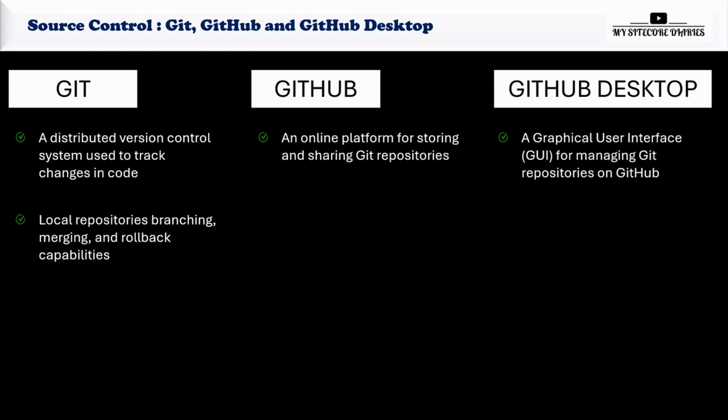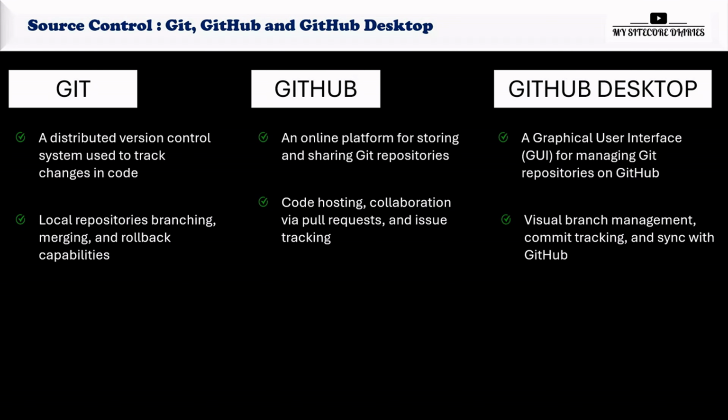Git supports powerful features like branching, merging, and rollback, which help manage different development tracks and recover from mistakes. GitHub offers a great tool for team collaboration, including pull requests, issue tracking, and code reviews. Whereas with GitHub Desktop, instead of typing commands in the terminal, developers can visually manage branches, view commits, and sync changes with GitHub.